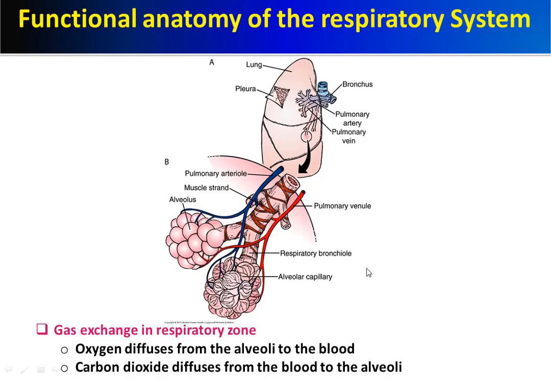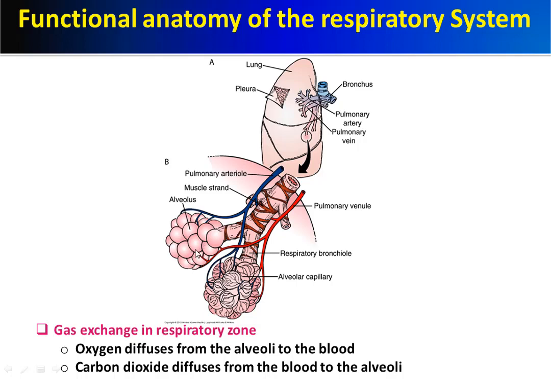And in the respiratory zone, as you can see here in the figure, we have alveoli. So this is a respiratory bronchiole. This is an alveolar sac where we have alveoli, and these alveoli are surrounded by a dense network of pulmonary capillaries. So the major function is thus the exchange of the respiratory gases.